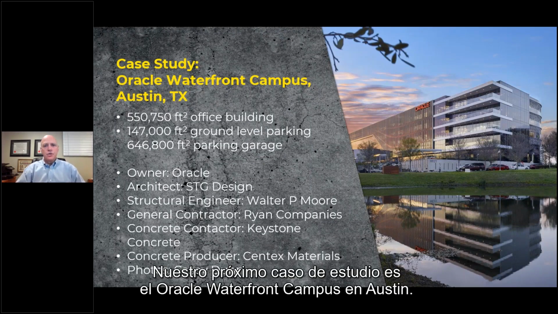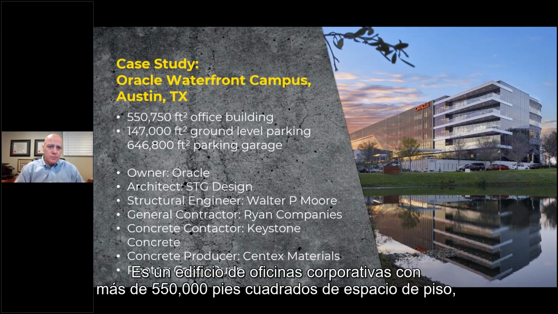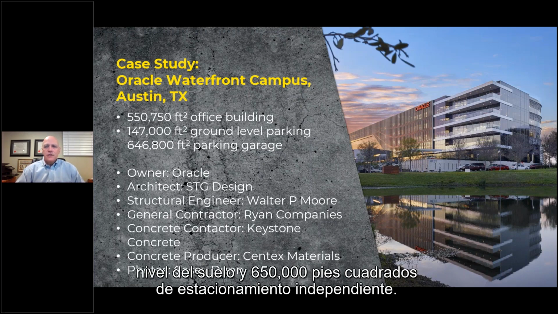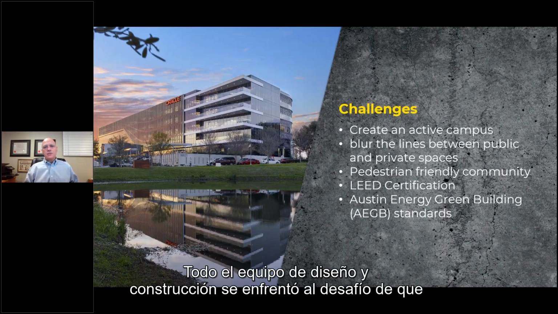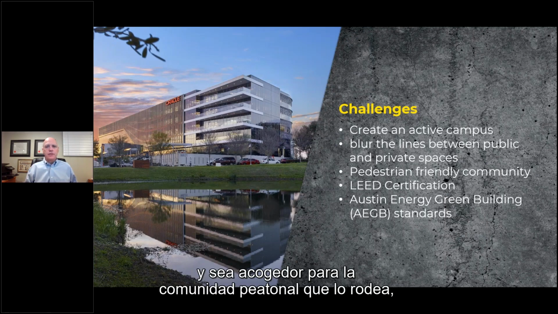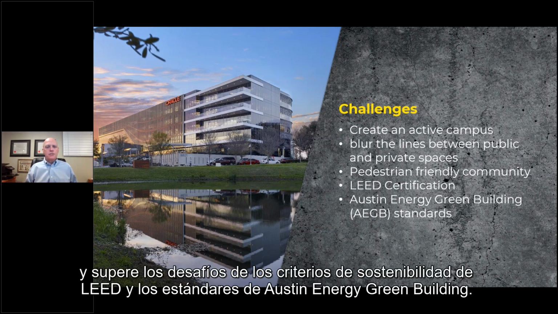Our next case study is the Oracle Waterfront campus in Austin. It's a corporate office building with over 550,000 square feet of floor space, with nearly 150,000 square feet of attached ground level parking garage and a 650,000 square foot detached parking garage. The entire design and construction team was challenged to have the project blur the lines between public and private property and be welcoming to the pedestrian-friendly community that surrounds it, while meeting challenges of sustainability criteria of LEED and the Austin Energy Green Building standards.